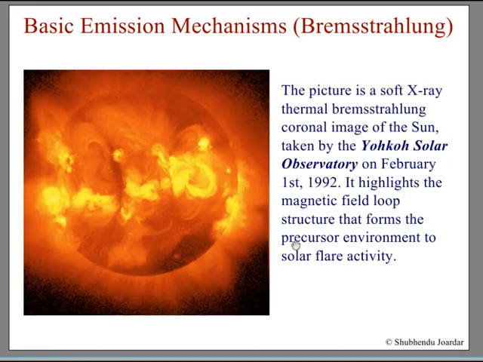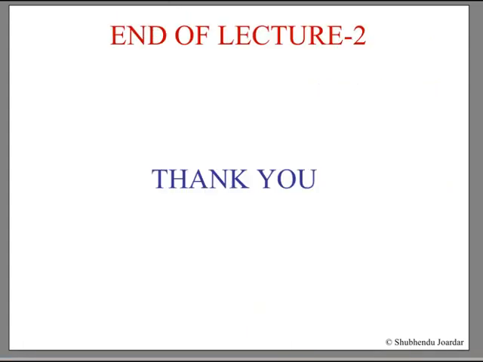And this is the picture of a soft X-ray thermal Bremsstrahlung coronal image of the sun, taken by this particular observatory on so and so date. It highlights the magnetic field loop structure that forms the precursor environment of the solar flare activity. So this is just for your entertainment. And this is the last slide, and we come to the end of this presentation of lecture 2. Thank you.